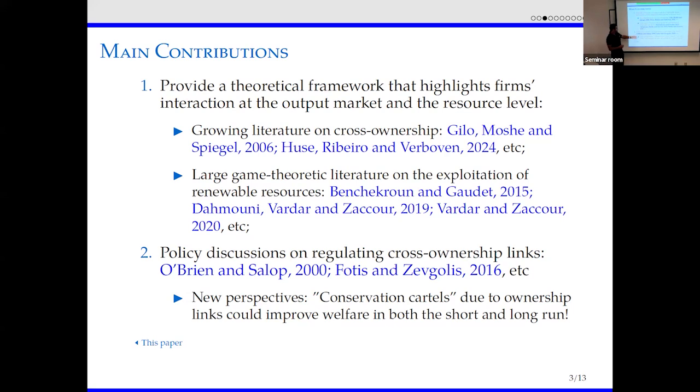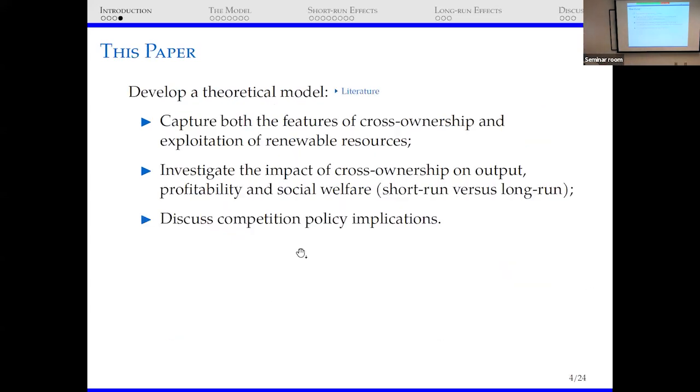And we also have some policy discussions on regulating cross-ownership links. There have been some discussions on what they call conservation cartels, which are cartels getting together to influence the market to not use this cross-ownership practice. But the literature is huge here. We can cite everyone. This is just an example.